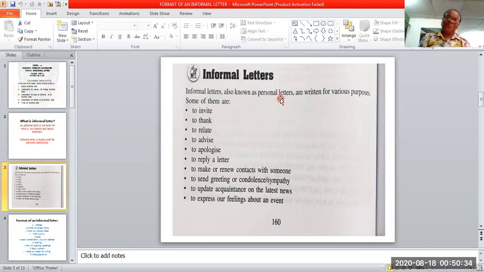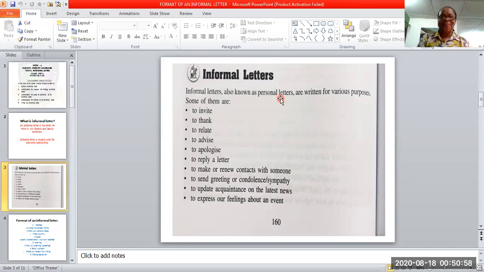One, first, we write them to invite. We write them as invitation letters. We send them to our family members or to our friends, to our classmates, to our loved ones as an invite. Okay? We write to invite our friends, we write to invite our family.